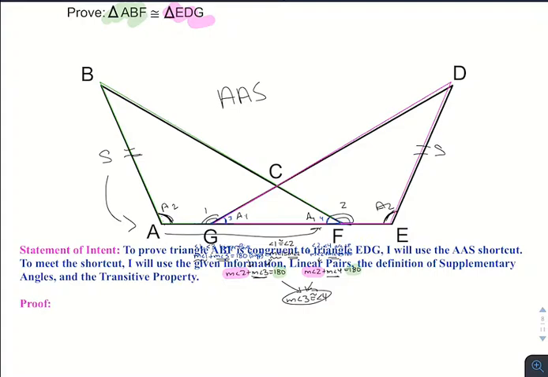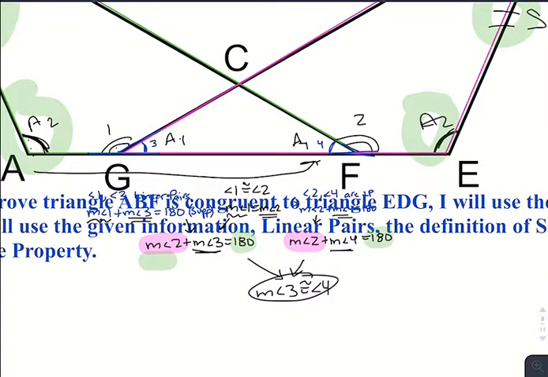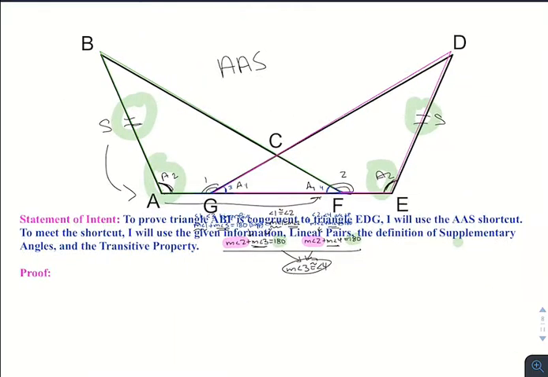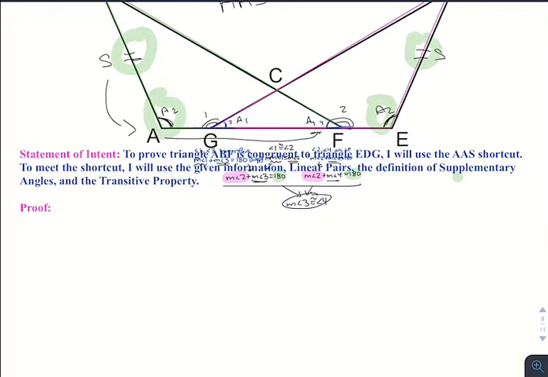To meet the shortcut, I'll use the given information, and that's a lot of givens. Like we had givens here, here, here, and here. Along with linear pairs, which is what we started with, definition of supplementary, and a little bit of transitive property. And I think the transitive property is really coming into play right here in this step. Okay? So we had to do a little algebra manipulation too, but that's just the way it is. And so I think I'm going to write this as a flow proof. So let's get into that.